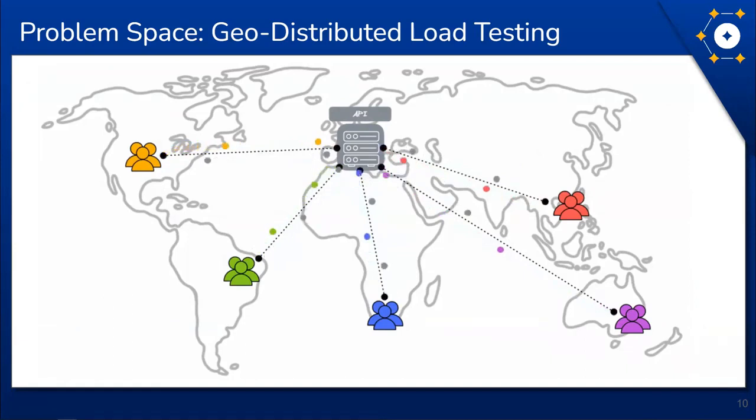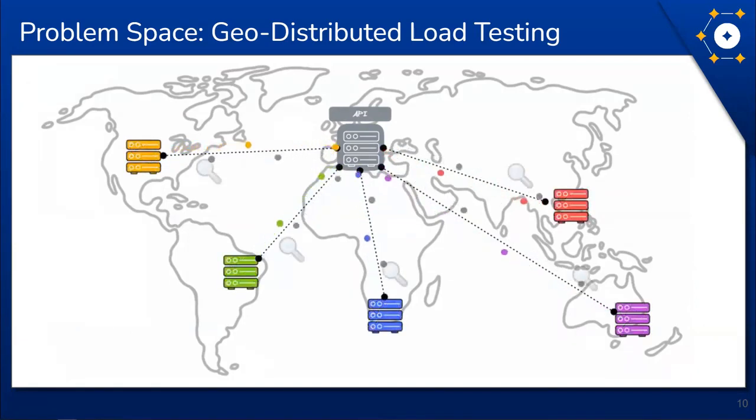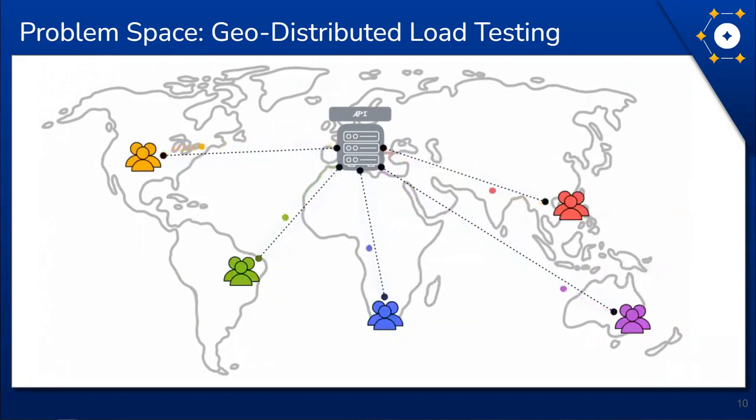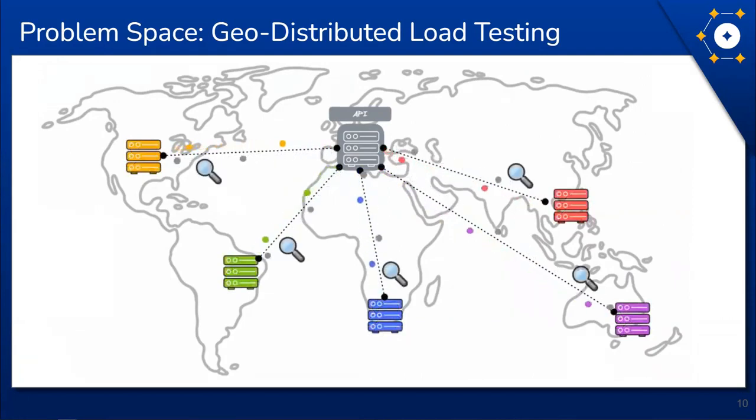If we look at the picture here, the API provider is located in Europe. One consumer is located in South America and has a response time of 100 milliseconds. And another consumer located in Australia has a response time of 225 milliseconds. In this case, developers must investigate why these regions are experiencing service differences. This form of load testing, where the load is generated from distinct geographic locations, is called geo-distributed load testing.